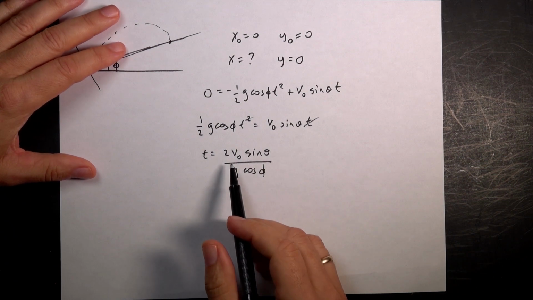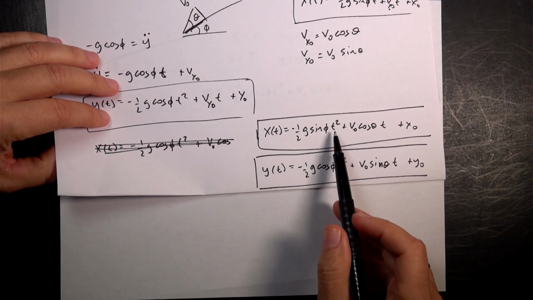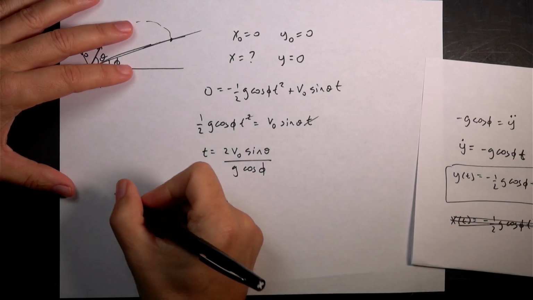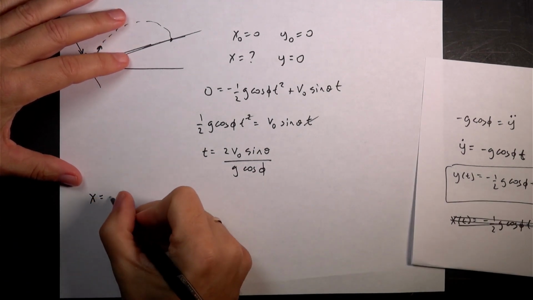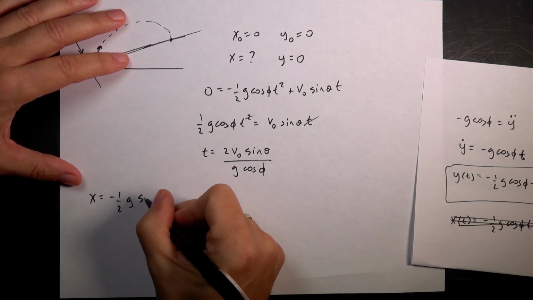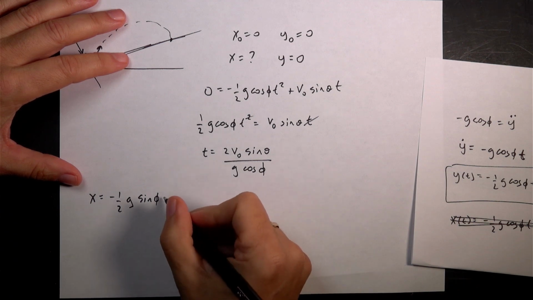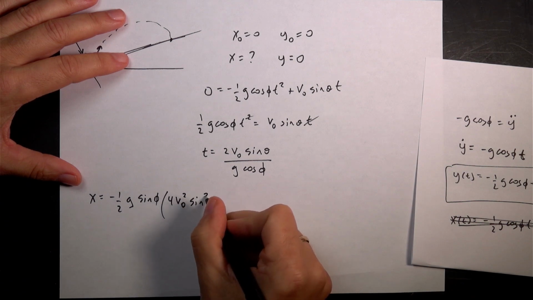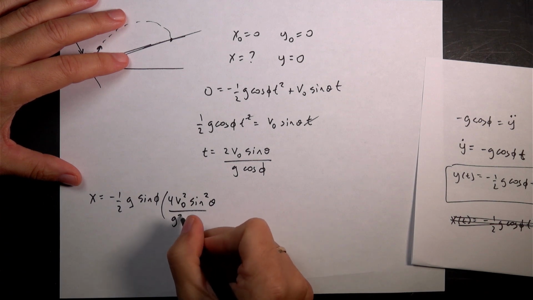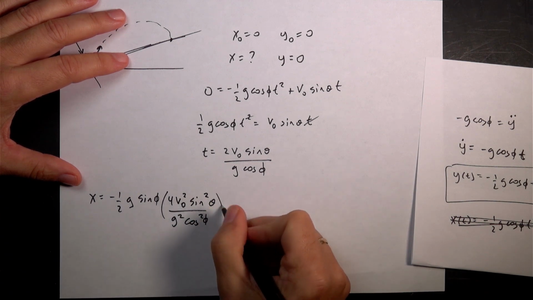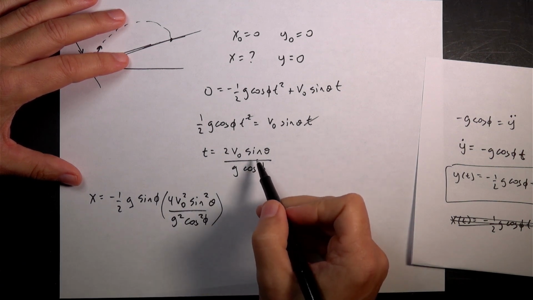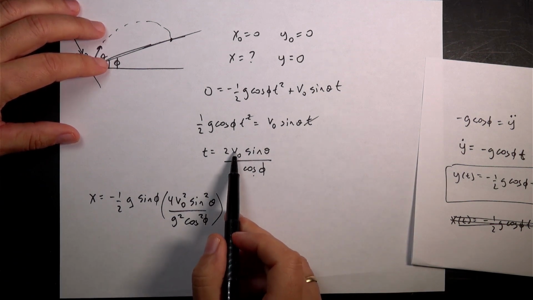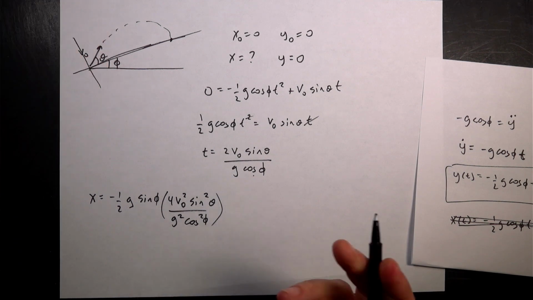Now with that, I can put this into my x equation. So for the time, I'm going to put in this time, and then I will get my x value. So x final is going to be negative 1/2 g sine phi. Now I have to put in t squared. So this is going to be 4 v0 squared sine squared of theta over g squared cosine squared phi. That's t squared. And you can check up here, I didn't do this, I should check this. Does this have units for time? Well, there are no units for the trig functions. Here I have meters per second divided by meters per second squared, so it does indeed give me time. So that's just a good check.